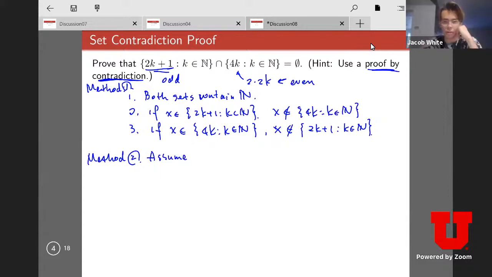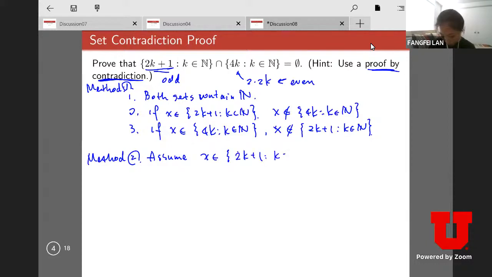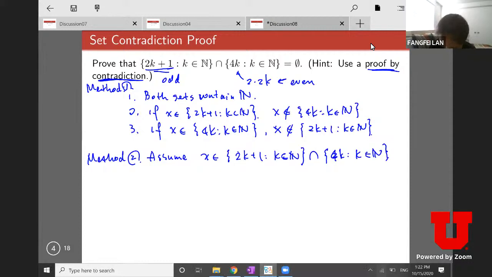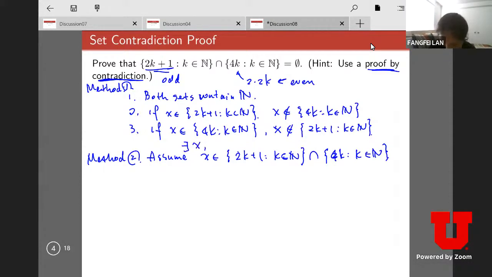Would we just show that there's an intersection? Yes, exactly. So that's what we assume. Assume X is in both. Assume X is in the intersection, so it is not empty. We assume that. So there exists X such that X is in the intersection of the two sets.